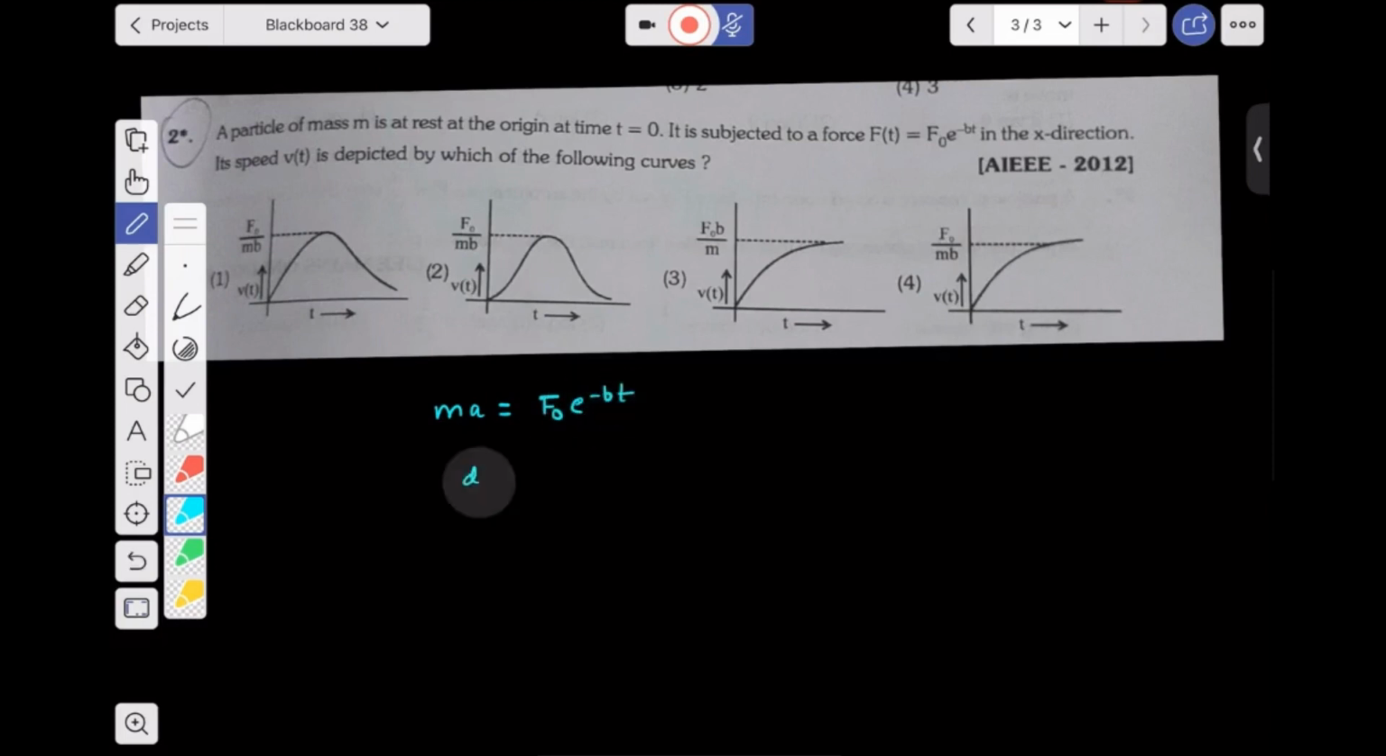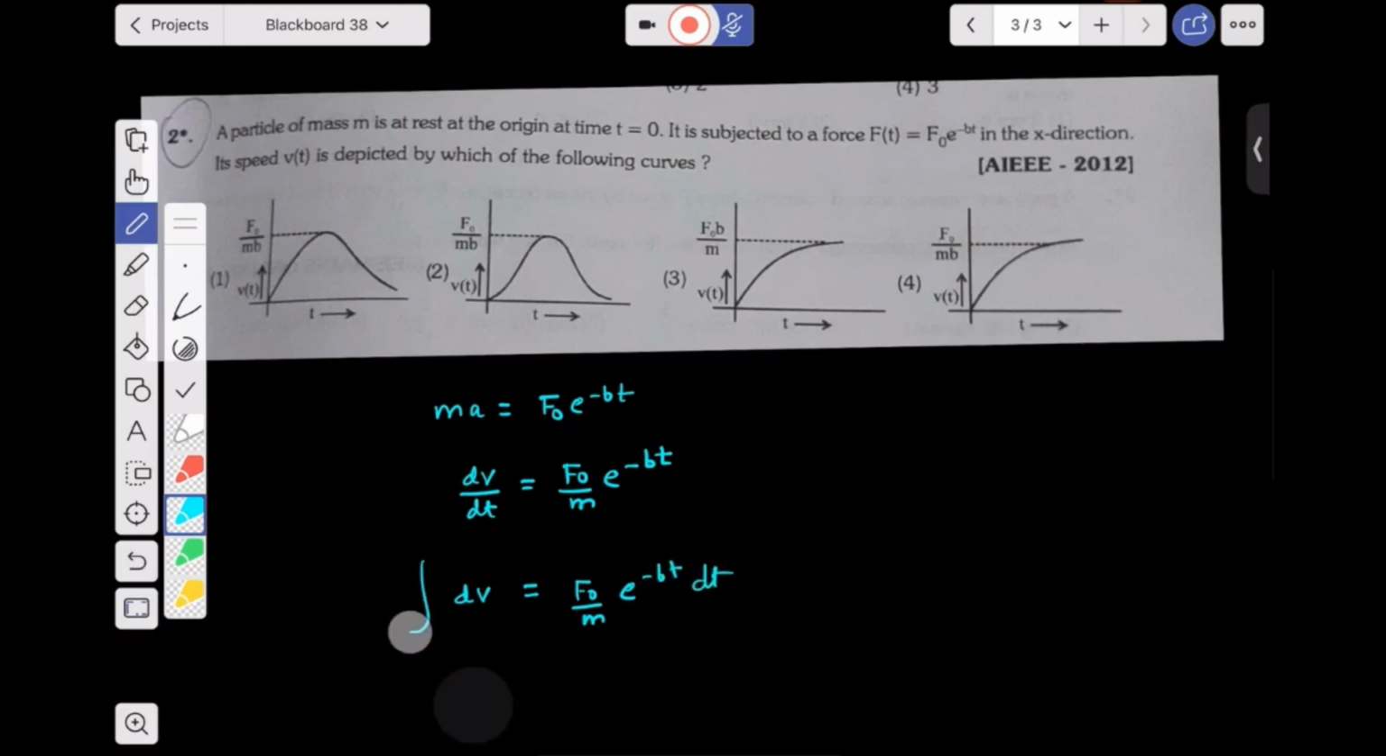A, which is going to be written as dv by dt, will be equal to f naught by m into e to the power minus bt. Then, since they are asking how the velocity will depend as a function of time, I'll throw dt to the other side. It is told the particle starts from rest at origin at t equals zero. So when t is zero, our velocity is zero. When t equals t, velocity will be v.